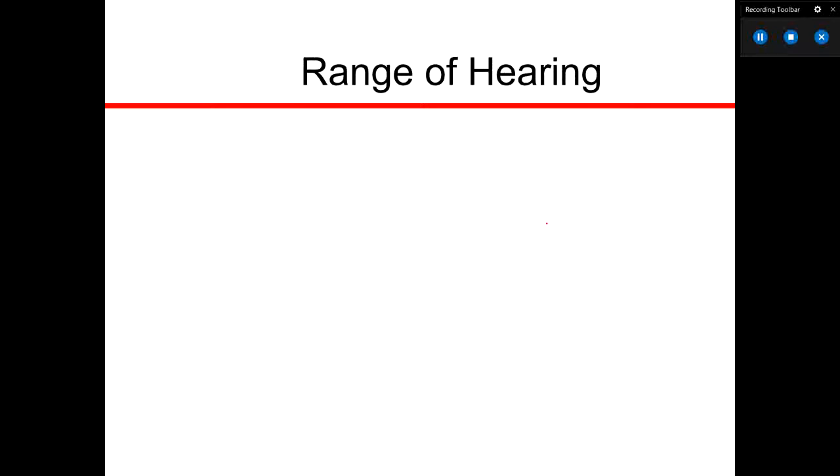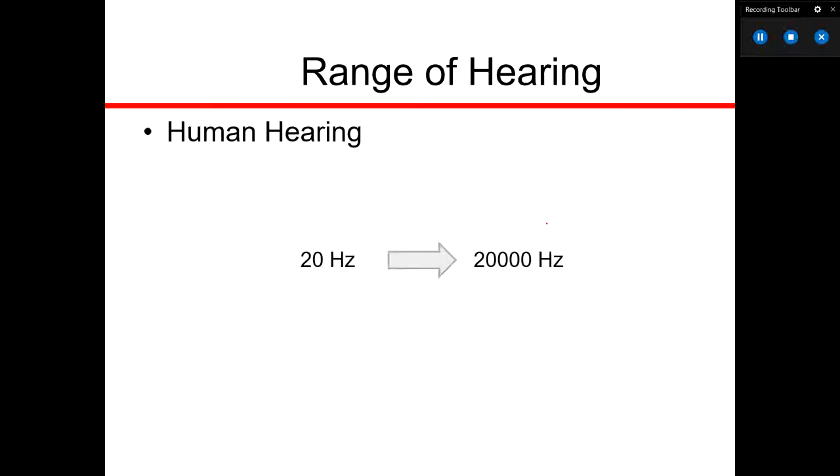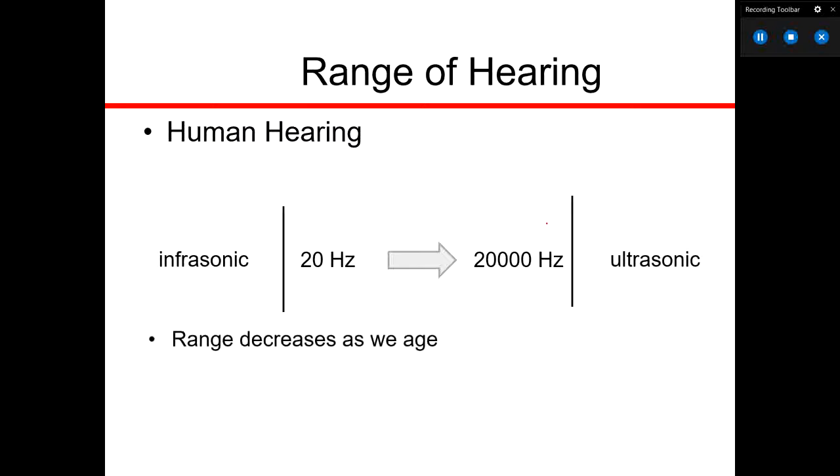For humans, the range of hearing, okay, human hearing goes from a sound of 20 hertz to a sound of 20,000 hertz. Okay, so below 20 hertz, the pitch is too low, so we call that infrasonic. And above 20,000 hertz, we call that ultrasonic. Okay, this range decreases as we age.